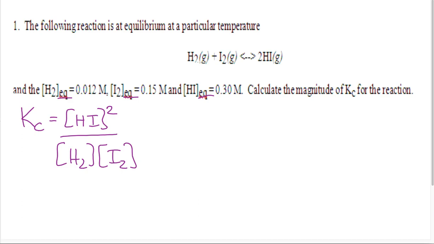Why am I doing that? Because that's how you get points on the AP exam. All right? That's going to be equal to, what am I going to put for my HI? I'm going to put 0.3. Now it's just a plug and chug and solve.